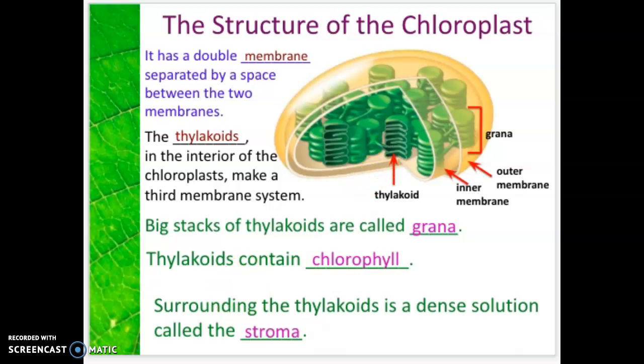Surrounding the thylakoids is a dense solution, kind of like cytoplasm, and it's called the stroma. So there's a jelly-type liquid gel surrounding these grana, these thylakoids, and that's the stroma. The two most important parts of the chloroplast that you need to know are the thylakoids and the stroma.